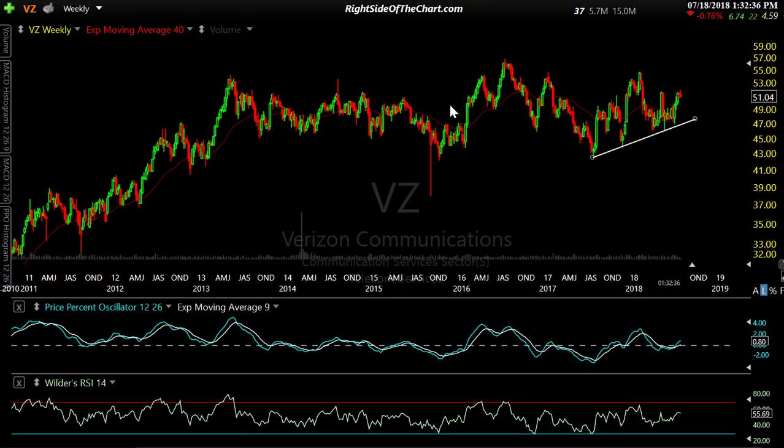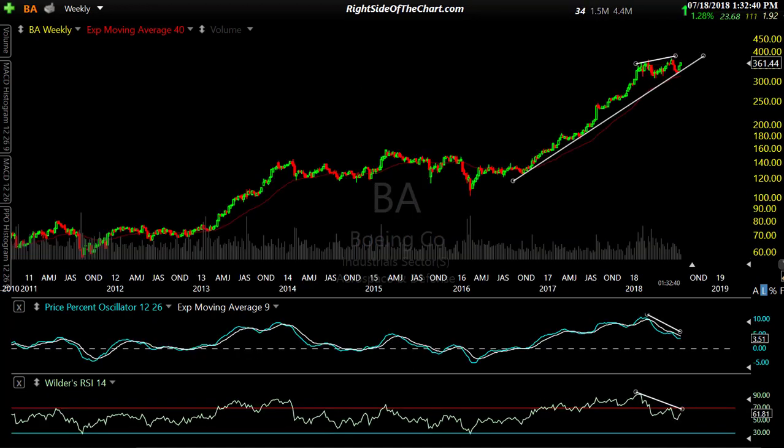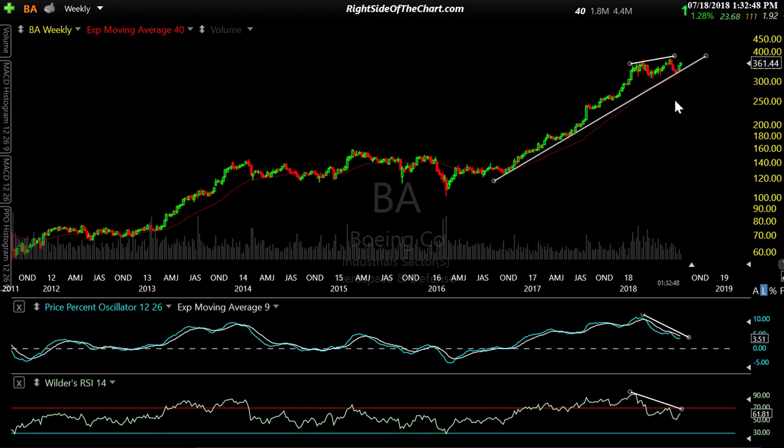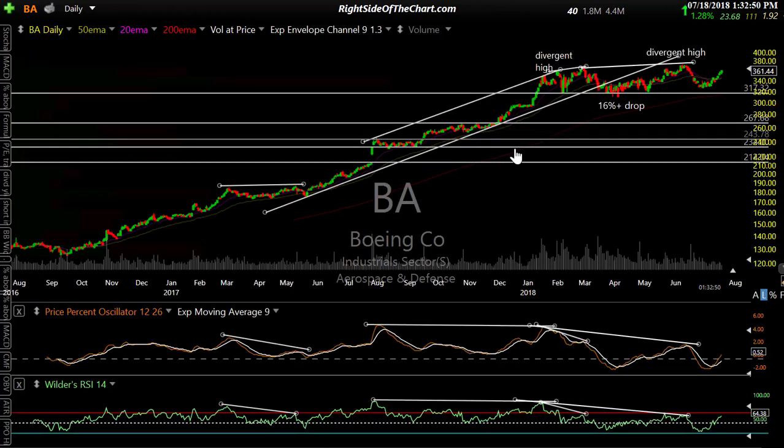That's VZ, longer term. It's above trend, not much of an opinion on that chart. Boeing weekly chart, big rising wedge with very steep divergences. The trend is certainly up. It continues to find support on this uptrend line. You can see we just rallied off it.